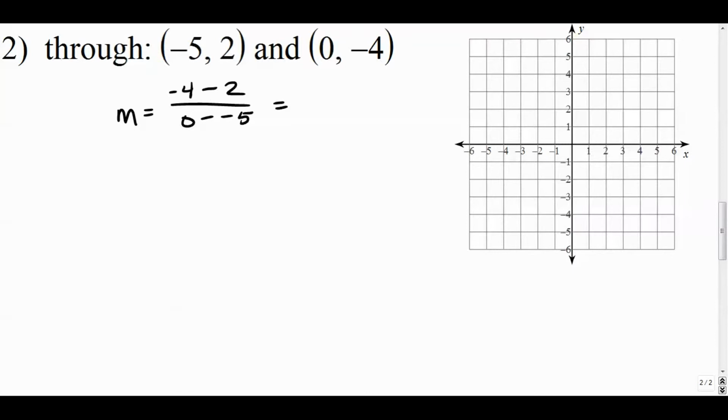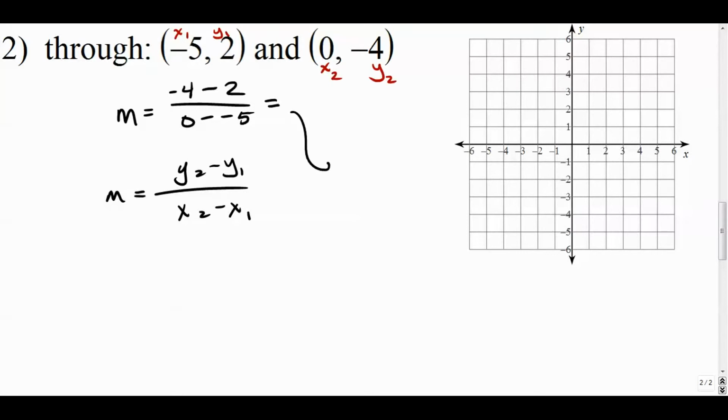And if you want to pause and rewind that and try it yourself, you can do that. But what I'm doing is going y sub 2 minus y sub 1 divided by x sub 2 minus x sub 1. That's how we find slope. I've already assigned this as x sub 2, y sub 2. Right here is x sub 1, y sub 1. So here we go. Let me take it down here. Our m is negative 6 over positive 5.